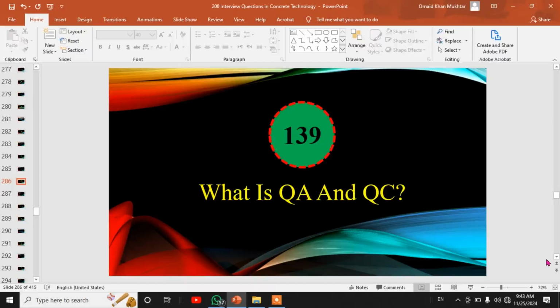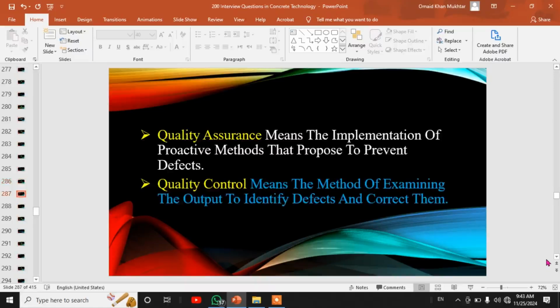139. What is QA and QC? QA means quality assurance, means the implementation of proactive methods that propose to prevent defects. And QC means quality control, means the method of examining the output to identify defects and correct them.